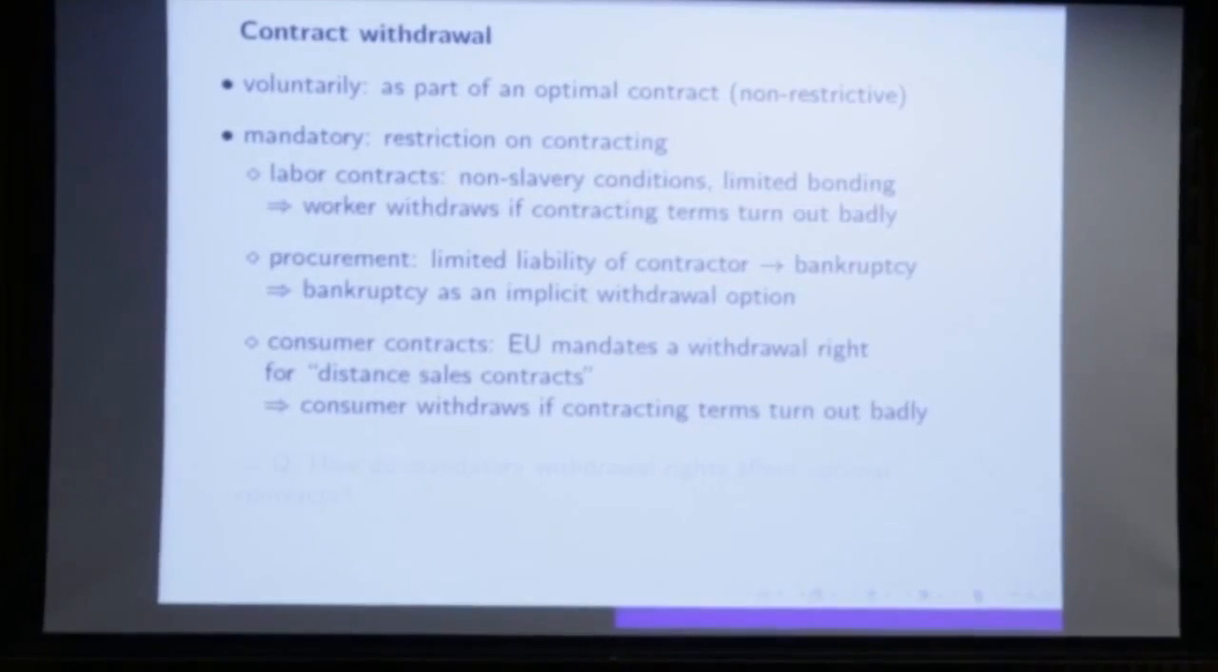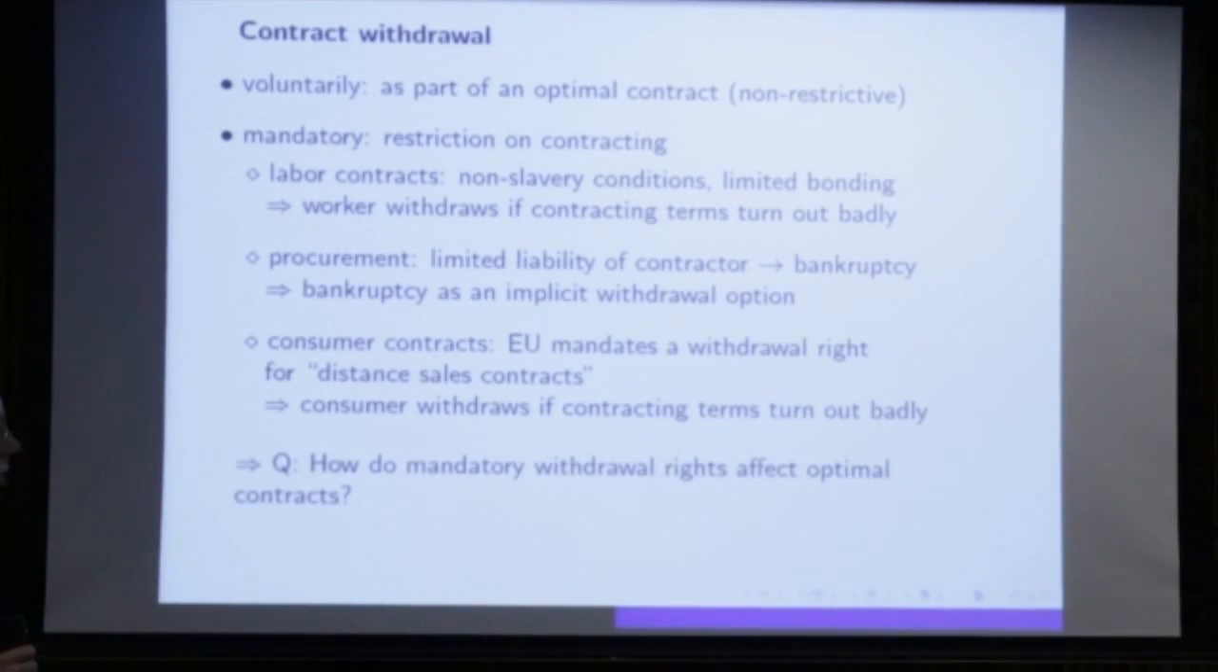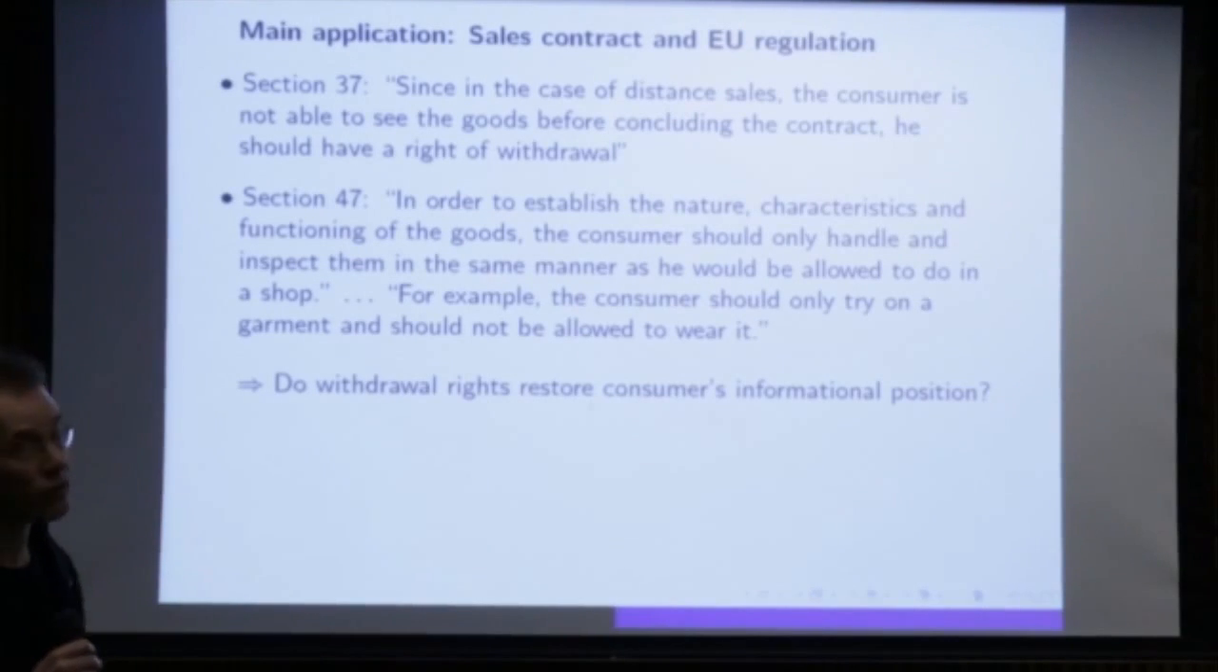In consumer contracts, our application is this: the European Union has a regulation on so-called distance sale contracts, which is basically any contract where you buy goods over the internet. You're allowed to return these goods without any questions asked 14 days after receiving the good. And it's more than a return right. You actually withdraw from the contract. You can cancel the contract without any problems up to 14 days after receiving the good. So our question is, how do these mandatory withdrawal rights affect optimal contracts? I'll focus on the consumer contract case. Our main application is the sale contracts of the EU regulation.